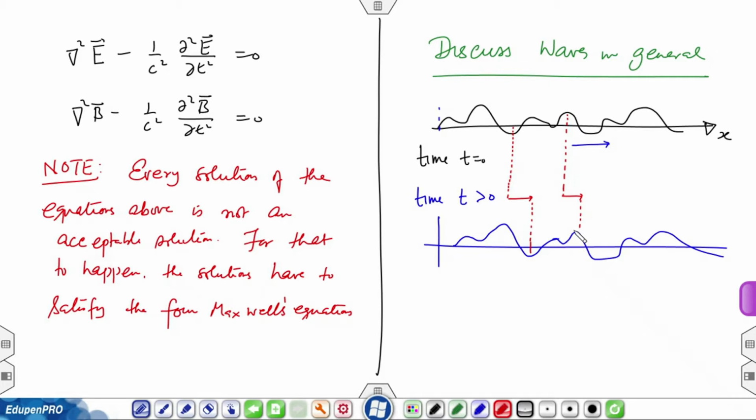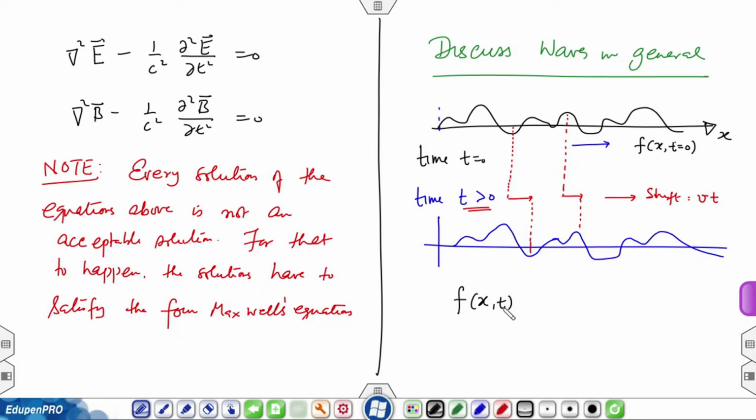So, whatever the disturbance was at time t equals 0, it has shifted to the right, and the shift is v times t, where t is the time taken. Suppose this function was f(x) at time t equal to 0. I want to find what f is in general. So, I want to write an equation for f(x, t).